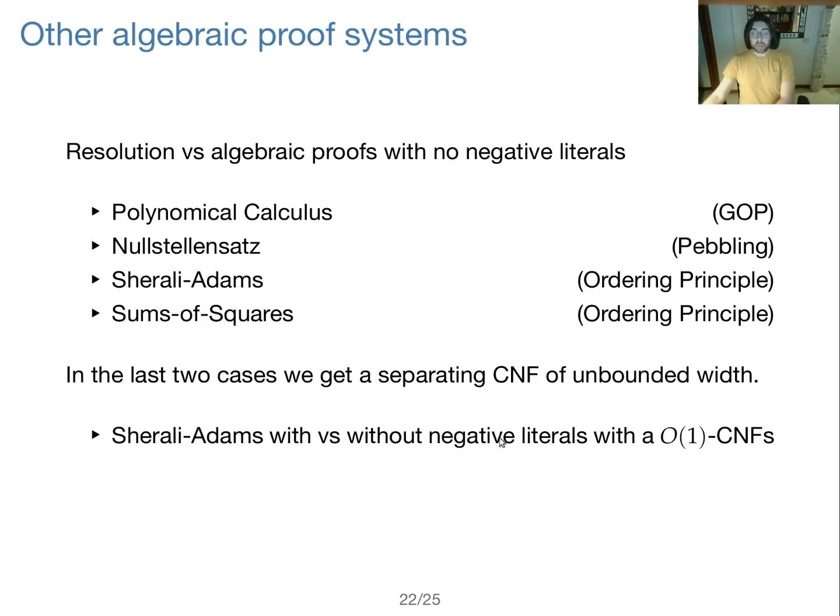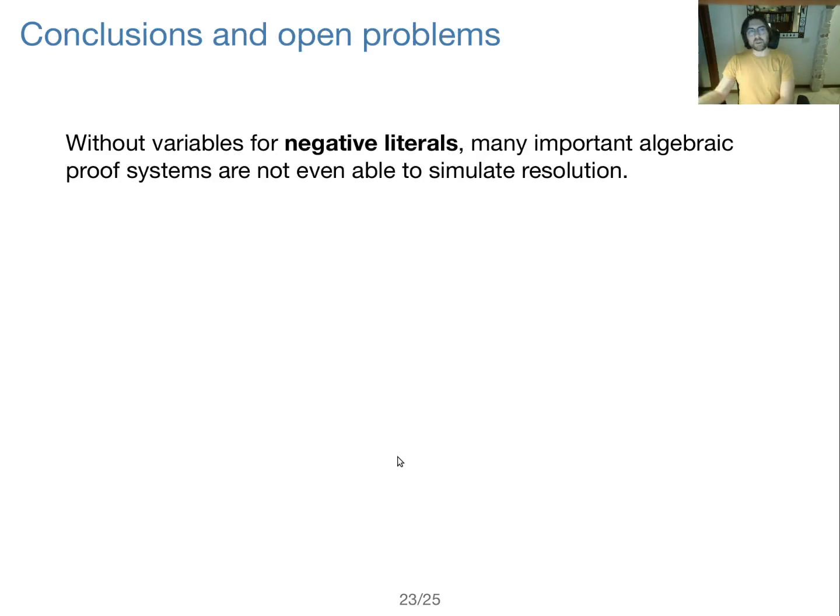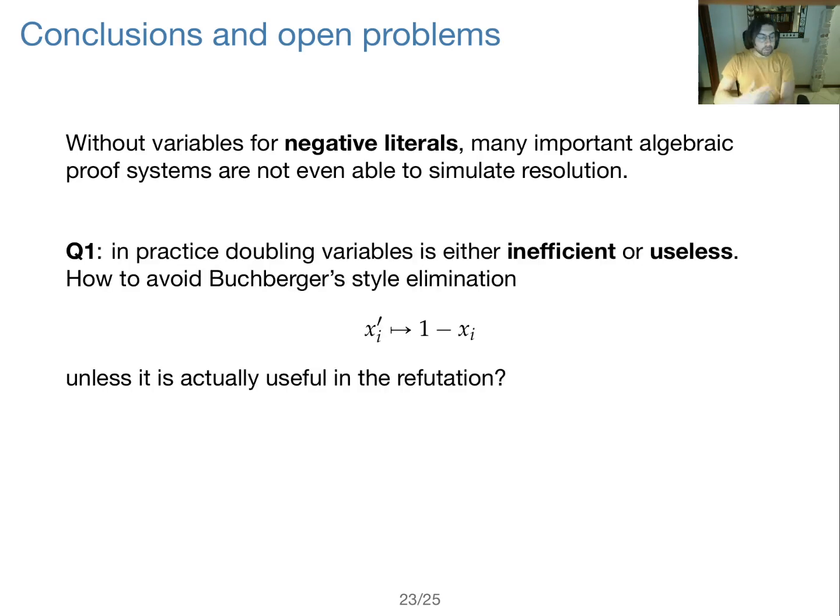But we can derive a separation between Sherali-Adams with and without negative literals with a bounded width CNF. But the formula here is not easy enough for resolution, so we don't get a separation between resolution and Sherali-Adams without negative literals with bounded width CNFs. So in conclusion, we have seen that negative literals are very important, at least theoretically, for many algebraic proof systems, otherwise they are not even able to simulate resolution. The problem is that in practice, doubling the variables is very inefficient, or even worse, useless, because there are algorithms that eliminate these additional variables.